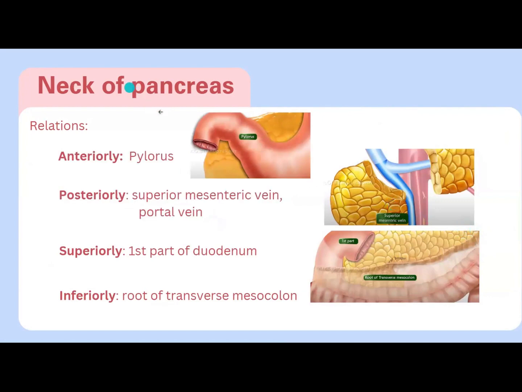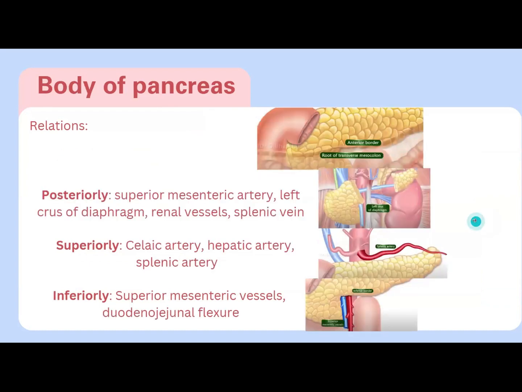So the neck of the pancreas, anteriorly we have the pylorus. Posteriorly we have the superior mesenteric vein and the portal vein, basically where they join together. The superior part is covered by the first part of the duodenum, the structure right here, and inferiorly we have the root of the transverse mesocolon. Again, go back to your lectures for this because they probably explained it in more detail there, and everything you need to know is probably in the lectures.